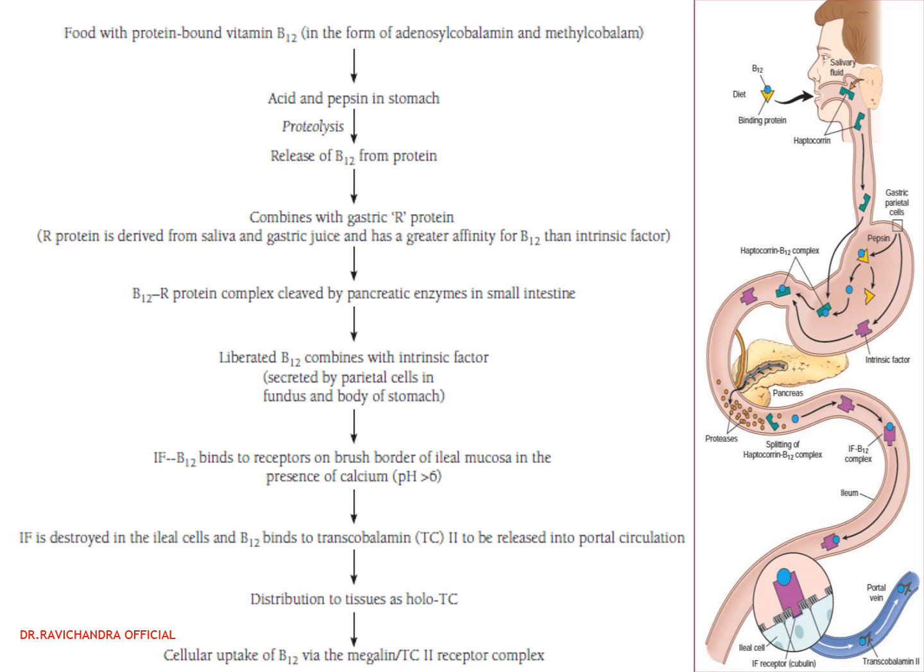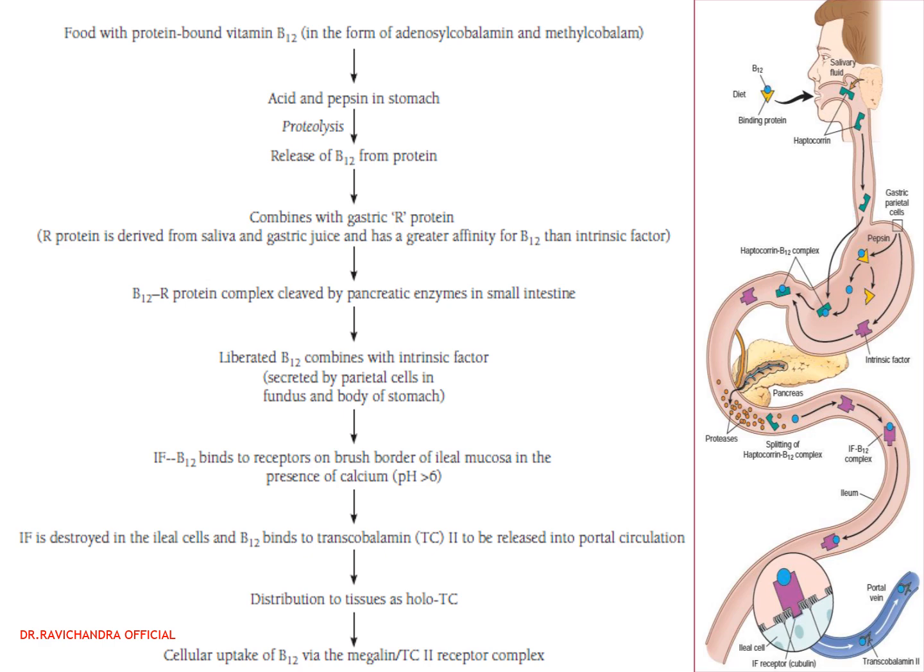From there it is distributed to tissues as holotranscobalamin, and cellular uptake of B12 occurs via the megalin or transcobalamin 2 receptor complex. So simply remember, B12 can't move without a transporter. It has to bind with something to get transported from one place to another.